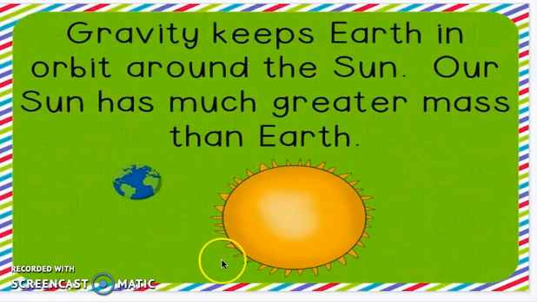When you think about the solar system, the sun's mass is much larger than all the planets. So that's what keeps our planets in orbit and keeps the gravitational pull towards the sun, because the sun's mass is much larger. We'll get into this more when we talk about space after this unit.